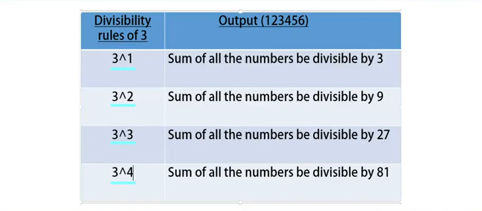What about the rule of 81? What is 81? 3 power 4. That means the rule is still the same. Sum all the values and divide by 81 and check. If the remainder is 0, yes, and if the remainder is not 0, it is no. As simple as that.